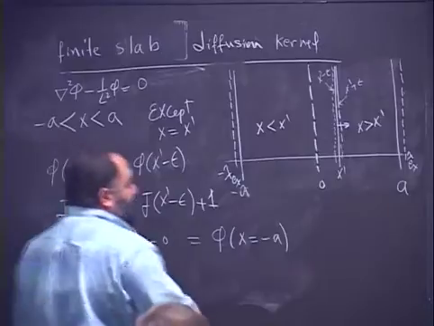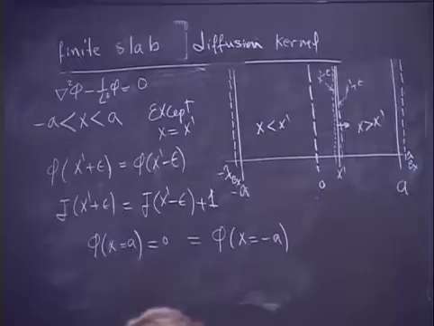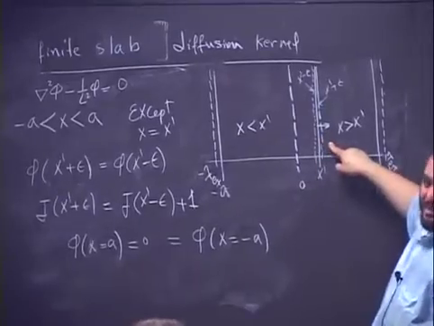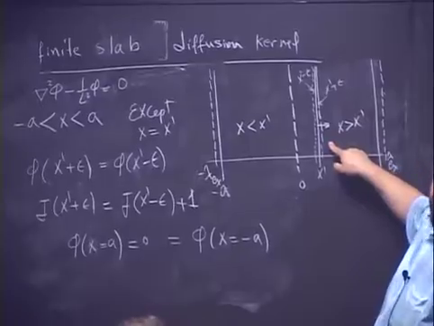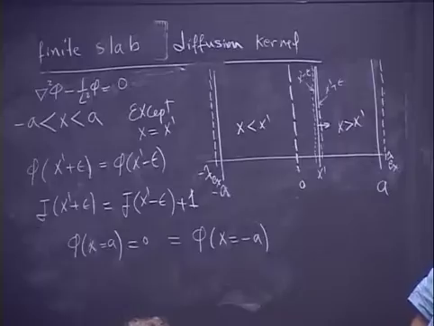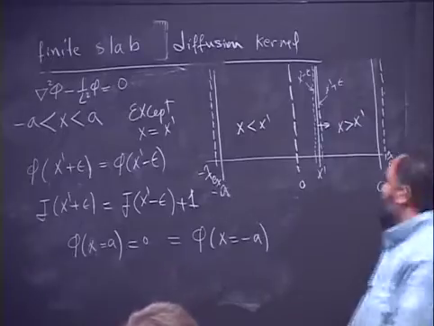So when you solve this equation, you will have two domains to solve it in. Where are the two domains? The one x greater than x prime, and the one x less than x prime. Yes, Mohammed? I'm just confused about x prime plus epsilon. How is it equal to the J on the other side plus 1?